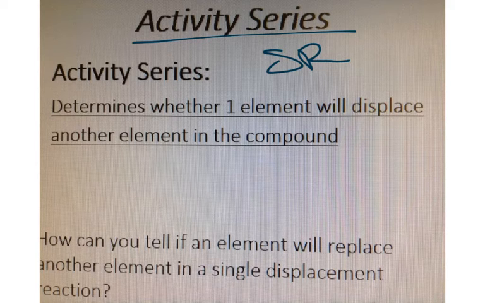Everybody wants a full octet, and how elements do that is that they combine with other elements so that they can give or gain or lose or take or whatever they need to do in order to get that full octet. But the element by itself has to be higher and want it more than the element it's kicking out, because in that process the element that it kicks out will no longer have an octet like it really wants. So the activity series determines whether one element will displace another element in that compound.